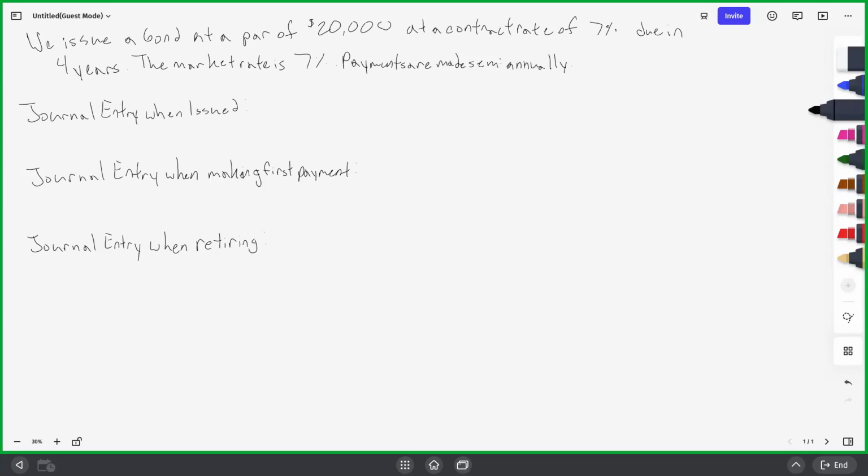It's three different journal entries. First, when it's issued. The second, when you're making your first payment, like your first interest payment. And the third is when you're retiring that bond. You will need to know these specific journal entries for the test, and this is universal for both classes.